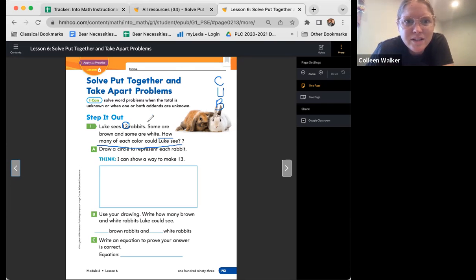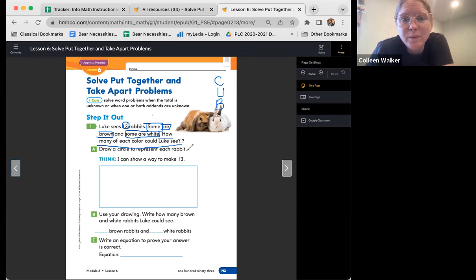13 rabbits. What do you guys think the keywords are? You can tell your homeschool teacher. Yeah, if you said that some are brown, oops, I meant to do are. Some are brown and some are white. That is right, because those words tell us that we don't know the number that are brown and we don't know the number that are white.